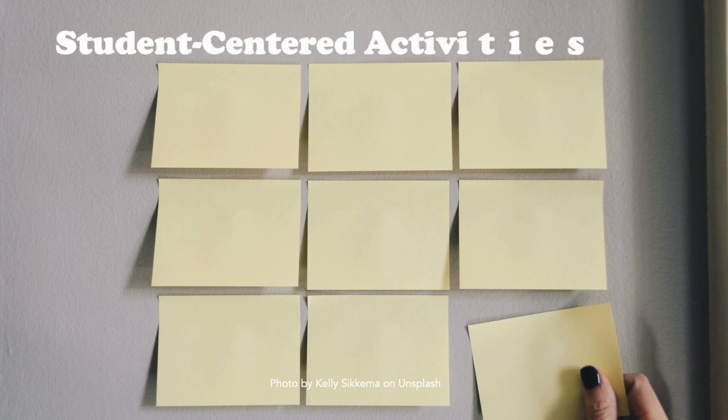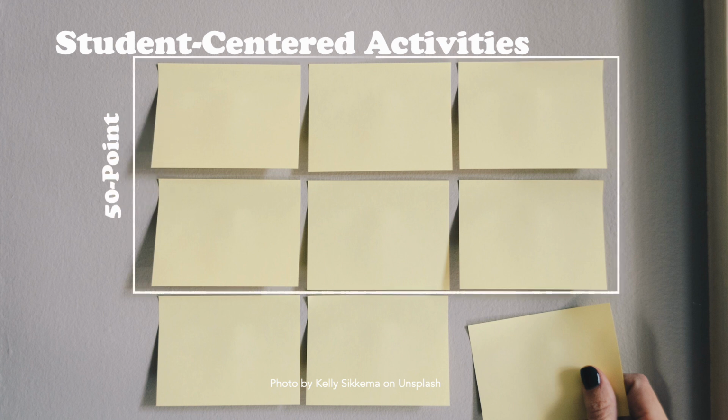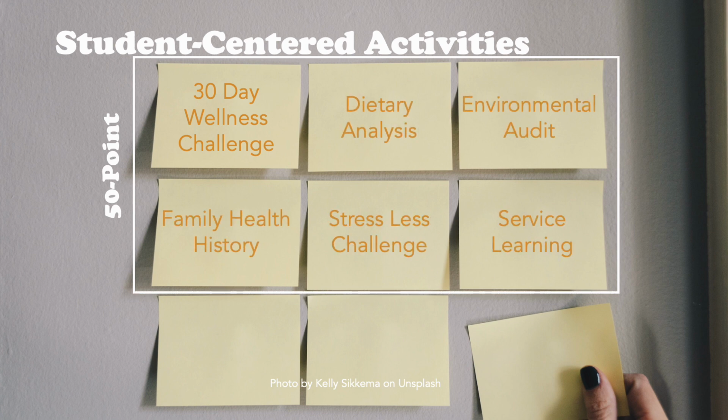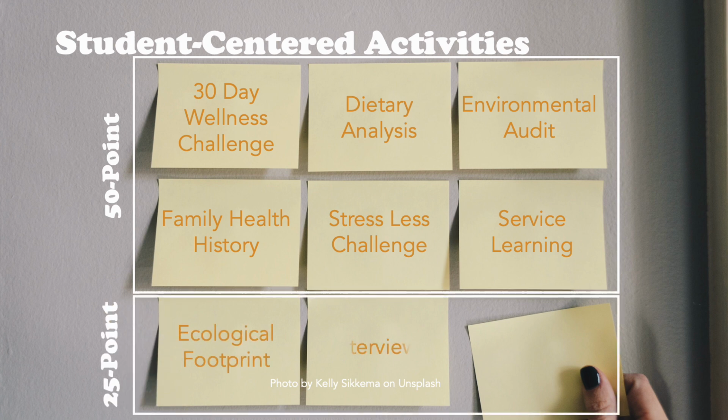Some of the activities that you can choose from are 50-point activities like a 30-day wellness challenge, a dietary analysis, an environmental audit, a family health history, a stress less challenge, and a service learning opportunity. And some 25-point activities such as your ecological footprint and interviews of those who have ever attempted a behavior change. Your choice. You choose the activities that you want to complete.